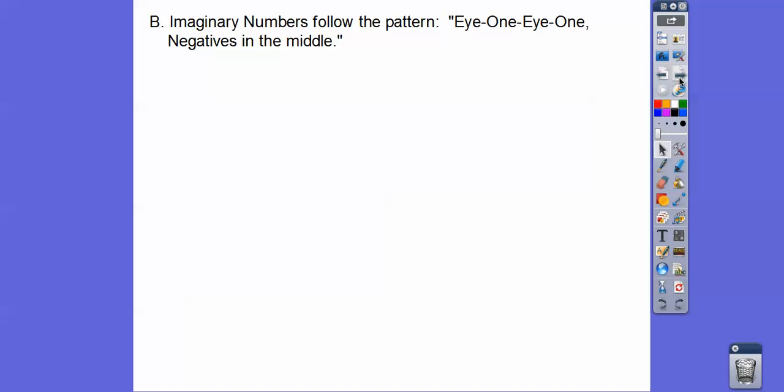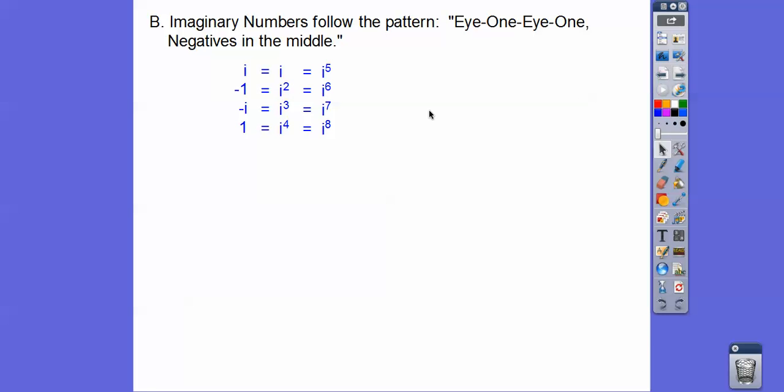So here's the pattern. If you're in my class, I want you to write this down. Imaginary numbers follow this pattern: i, 1, negatives in the middle. I know you're thinking, what does that mean? You put the negatives in the middle. That just means this is i to the first, second, third, fourth. It's also i to the fifth, sixth, seventh, eighth.